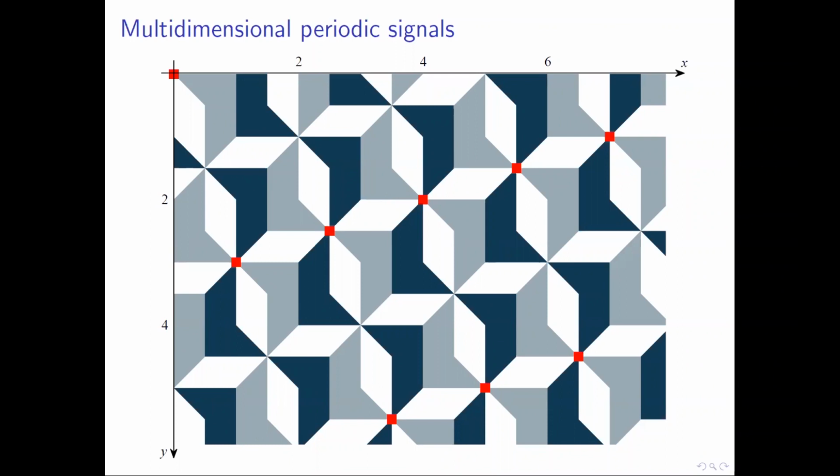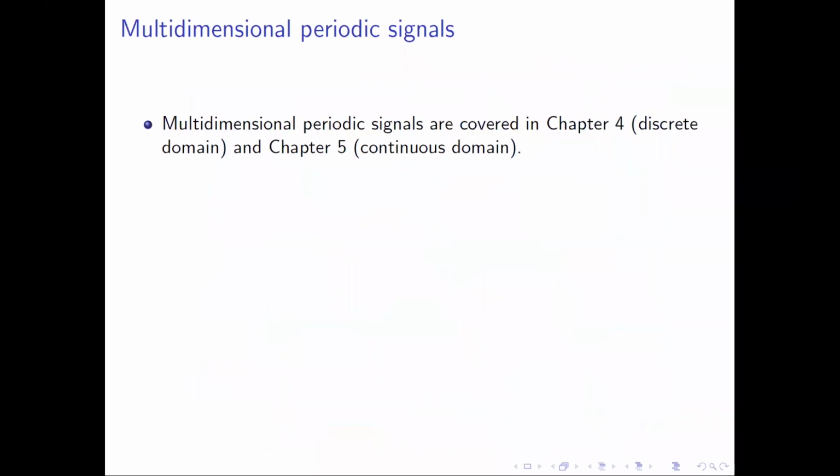Chapters 4 and 5 deal with multidimensional periodic signals. The illustration on this slide shows an example of a two-dimensional periodic signal. Periodic signals are of interest for several reasons. For example, masks in image sensors and image display devices are periodic, so their analysis is quite important. Chapter 4 covers discrete domain periodic signals, while Chapter 5 covers the continuous domain case.